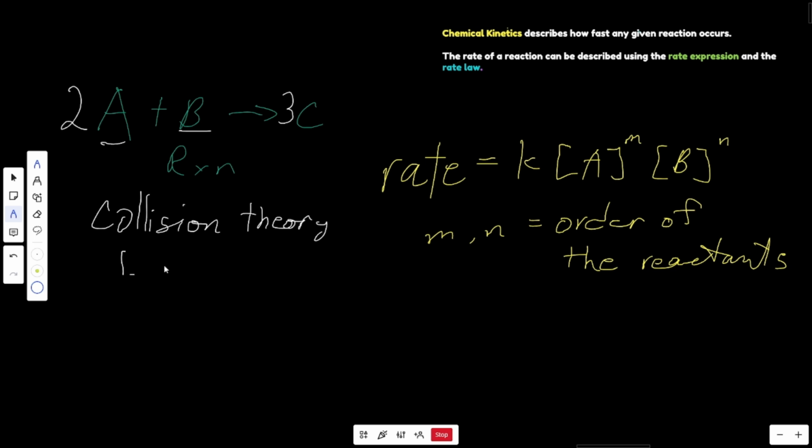particles or atoms have to collide. Obviously, the name of the theory is collision theory, so they have to hit each other. So atoms need to hit each other, and when they hit each other, they need to align.